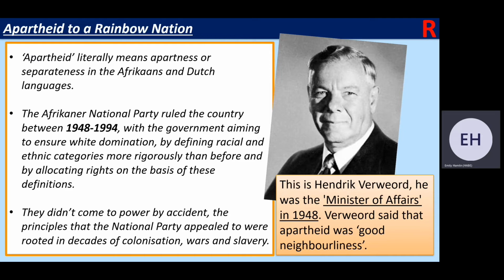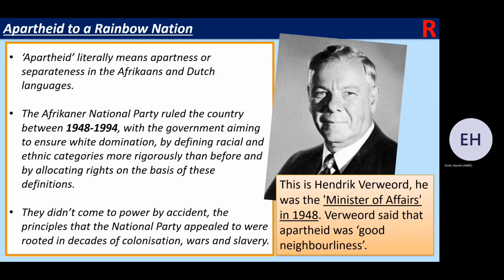A lot of what our first major discussions are in Year 12 are just, how could this happen? Well, I tell you, it doesn't happen by accident. The National Party are very particular about the principles that they appeal to. They are rooted in decades of colonisation and slavery, and these principles encourage some minority groups in South Africa to vote the National Party into power. And this man here on the right-hand side, called Hendrik Verwoerd, he's the Minister of Affairs. Some people call him the architect of apartheid, the man who created it and then had the imagination behind it.